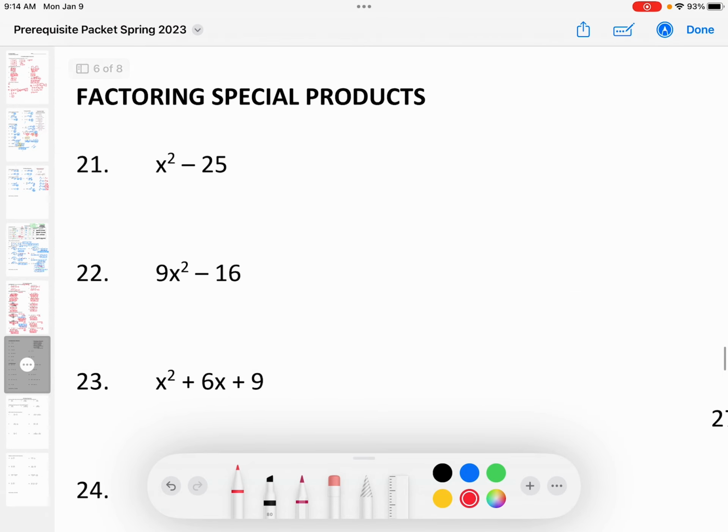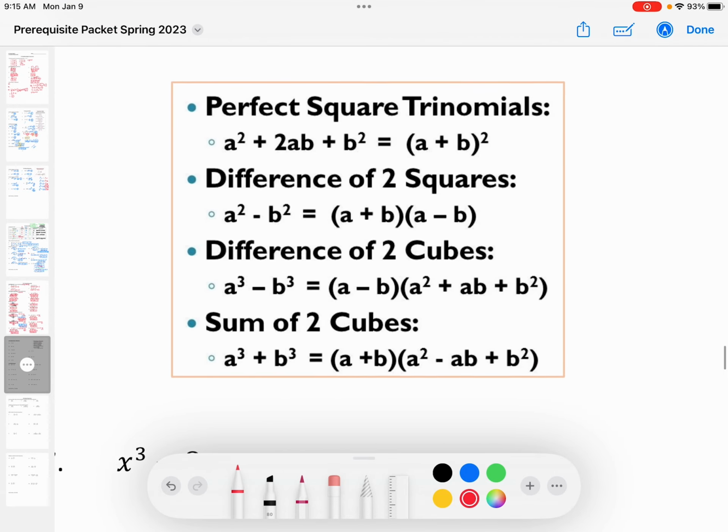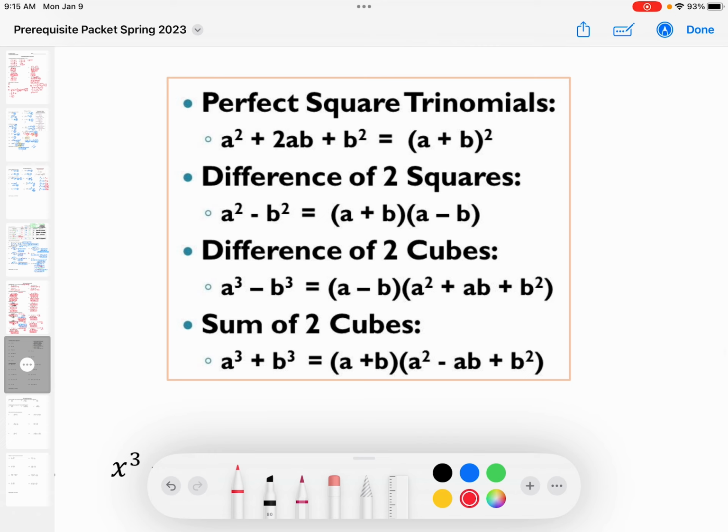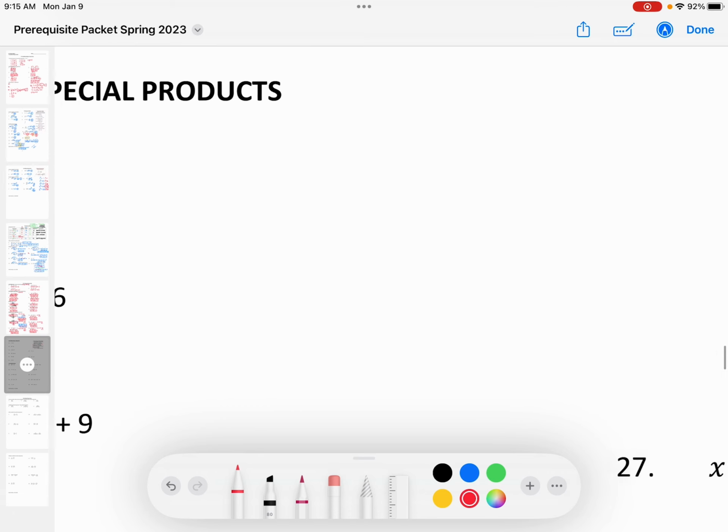Moving on to special products, here's a little box of sort of special factoring. Honestly, I have never really needed this one, and this one kind of comes from the methods that we used before, so I don't focus too much on those, but these last two are formulas that you'll need to work on figuring out, but let's just do some examples.